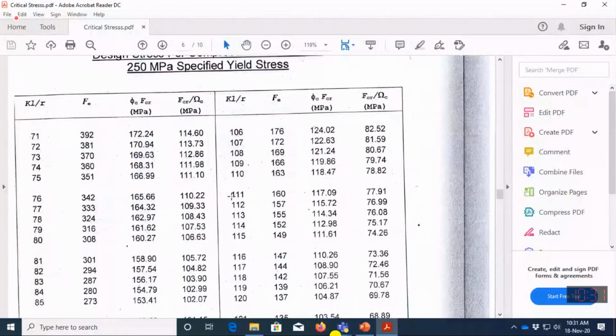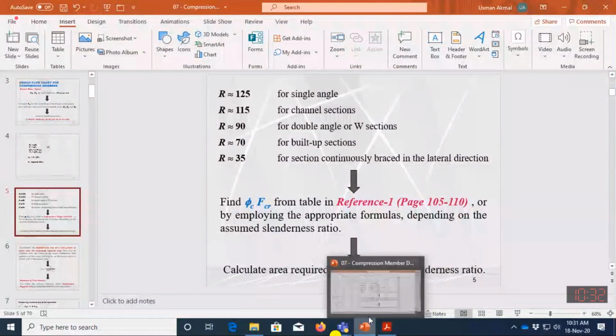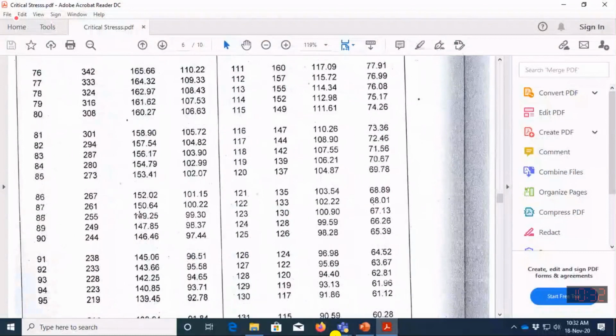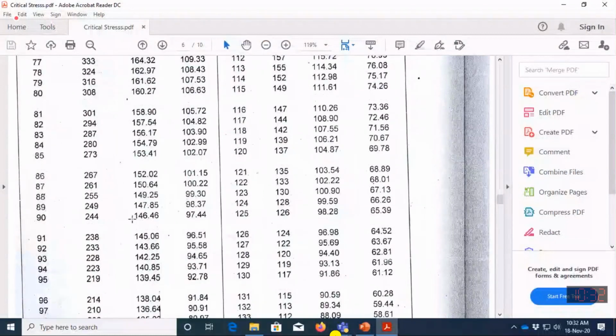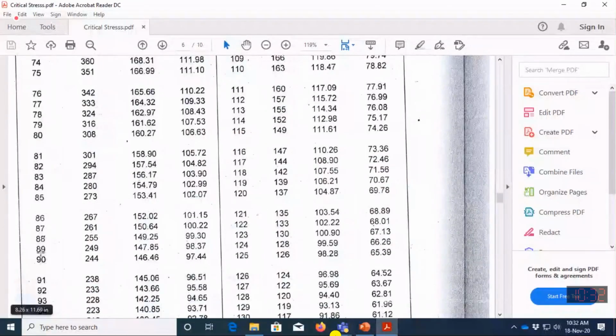For any slenderness ratio, you are provided with the critical stress, or the stress value at which that column will buckle. So for example, if you are assuming a slenderness ratio of 125 for a single angle, it means that corresponding to that slenderness ratio, you need to select the φcFcr value 111.61. And similarly, if you are assuming a slenderness ratio of 90, you have to take the value of 146.46 for φcFcr. So depending upon the assumed slenderness ratio, we have the φcFcr value.